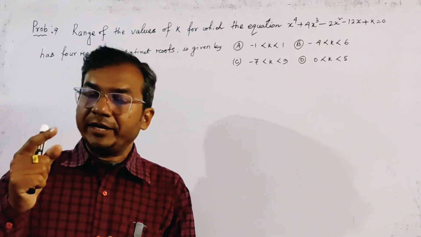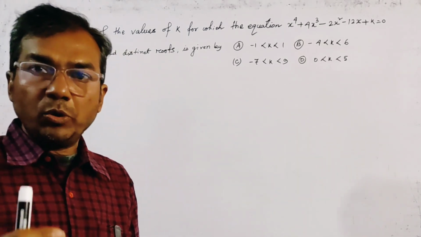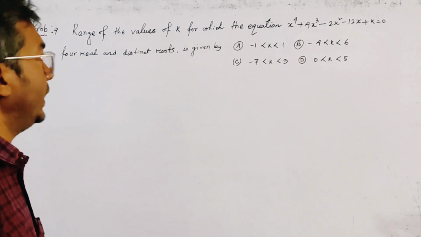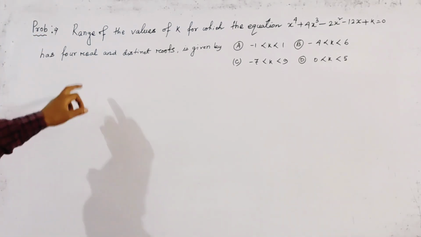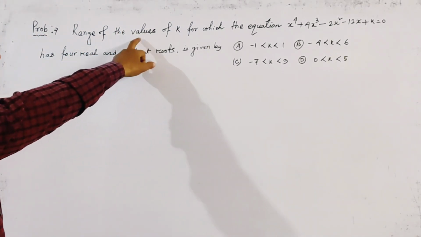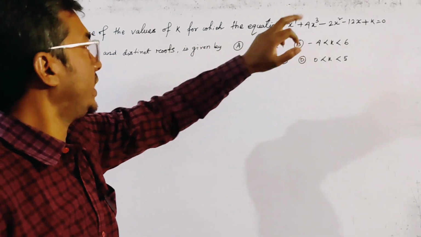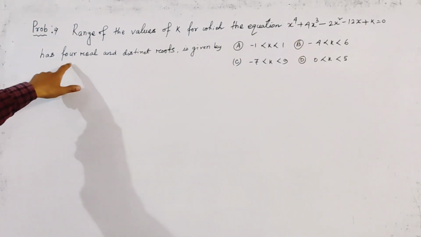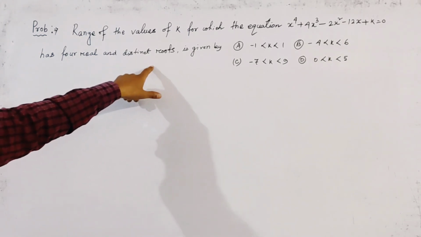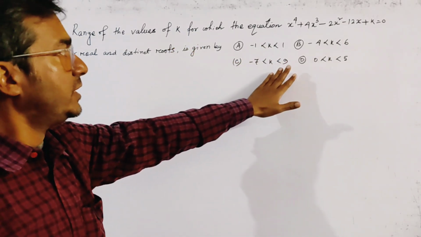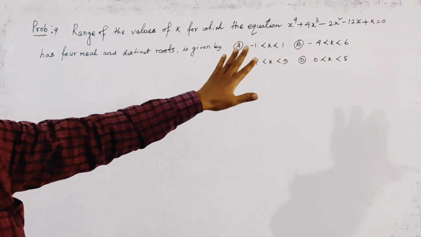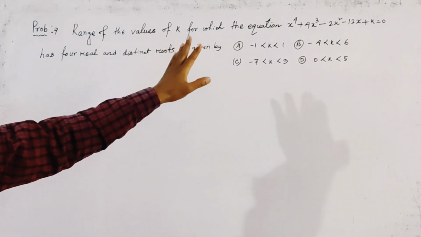This is a very important and interesting problem from theory of equations. Here it is asked: the range of the value of k for which the given equation has 4 real and distinct roots is given by which of the 4 options? We have to find the correct range.